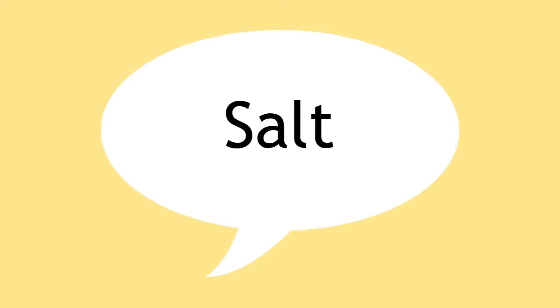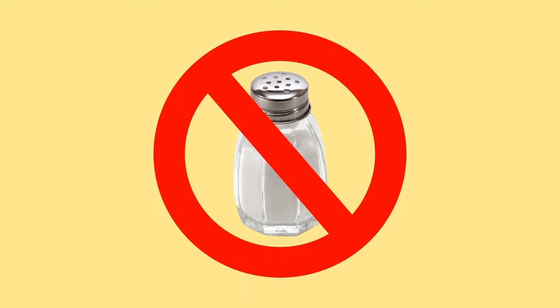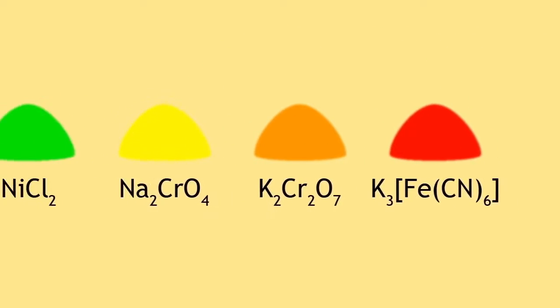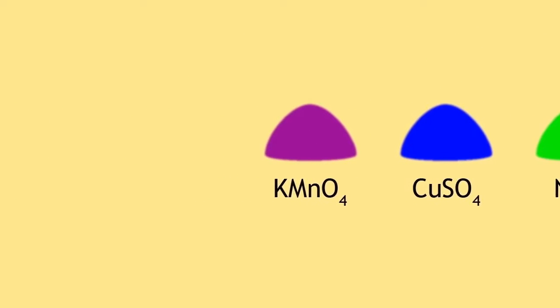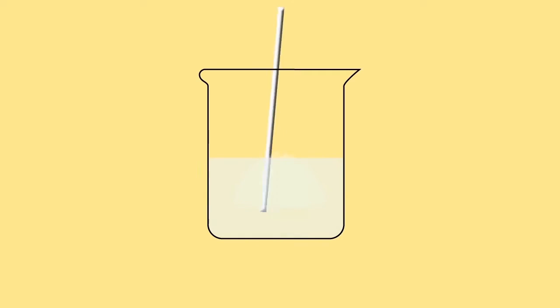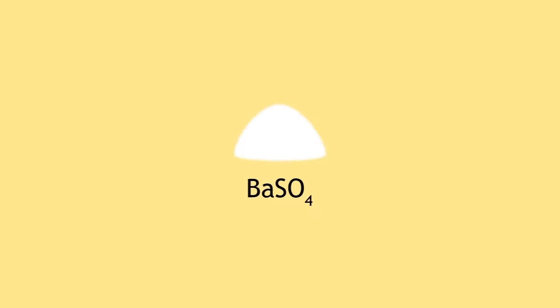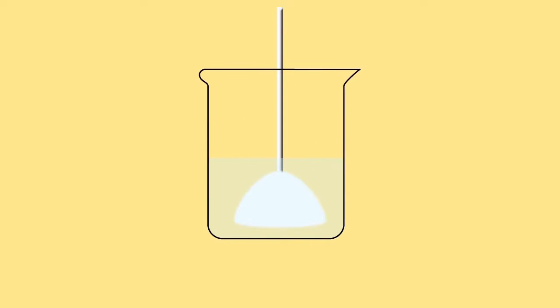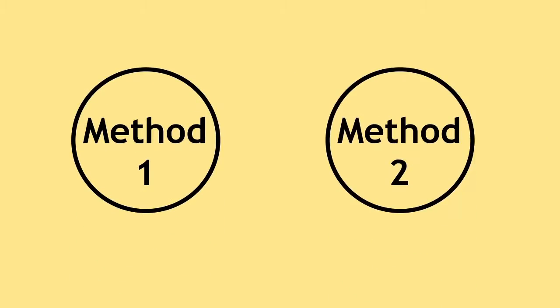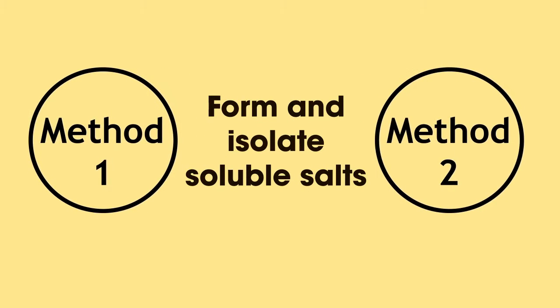When we talk about a salt, we don't just mean regular table salt. We are actually referring to a very wide spectrum of ionic compounds, or compounds made of negative and positive ions. Some of these salts, like table salt, which is sodium chloride, are soluble in water. Some others, such as barium sulfate, used as a contrast agent when forming an X-ray image of the gastrointestinal tract, are insoluble in water. In this lesson, we will learn two different methods to form and isolate soluble salts.